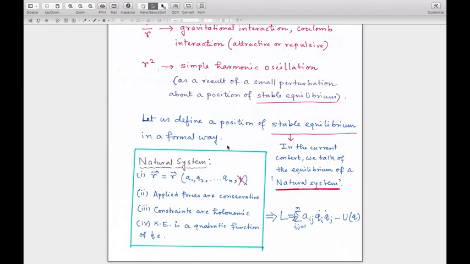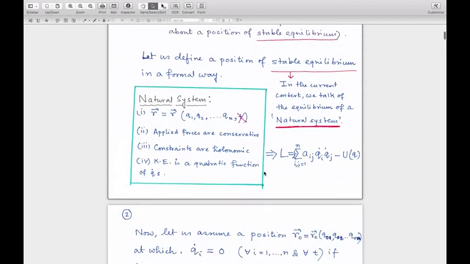For this, we need to define another concept, which is known as natural systems. In the current context, whenever we talk about equilibrium, we talk about the equilibrium of a natural system. The natural systems are the systems we usually see. In physical examples, most of the cases are natural systems. A very small number of systems do not obey the rules of natural systems. So what are the characteristics of a natural system?